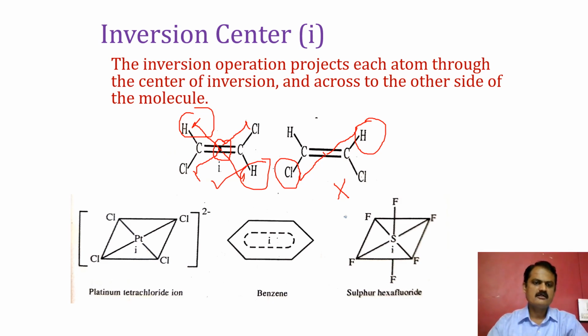Considering a different example, platinum tetrachloride: i is present because platinum is the center of the molecule, and in the opposite directions Cl is present. Therefore, the platinum tetrachloride ion has an inversion center. Benzene also has an inversion center. Sulfur hexafluoride also has an inversion center.